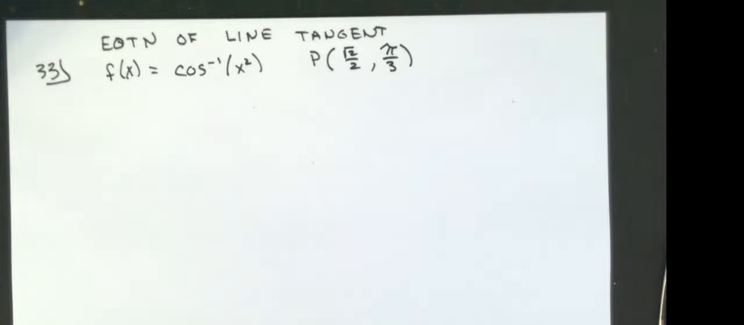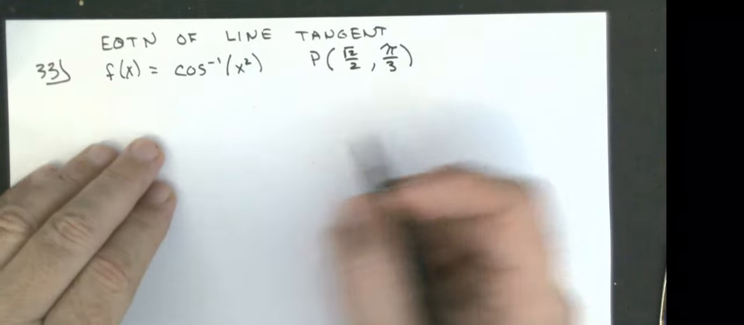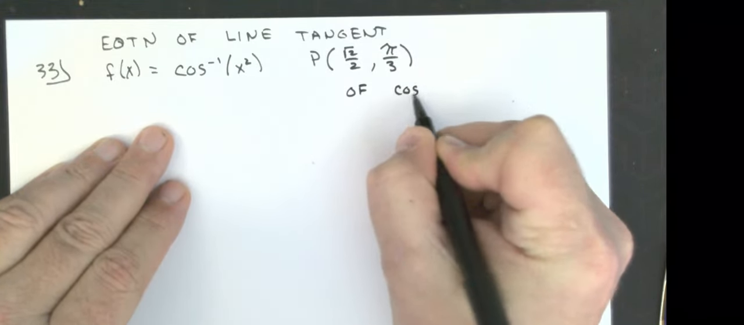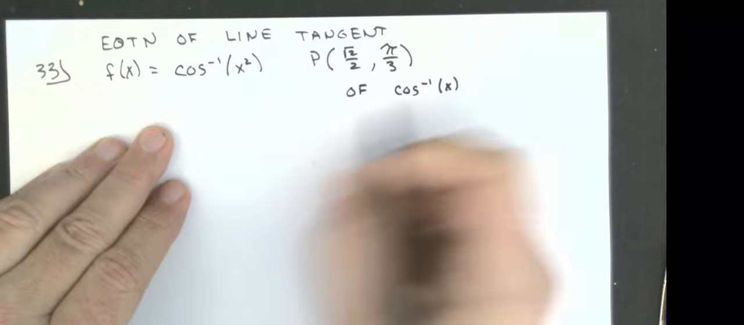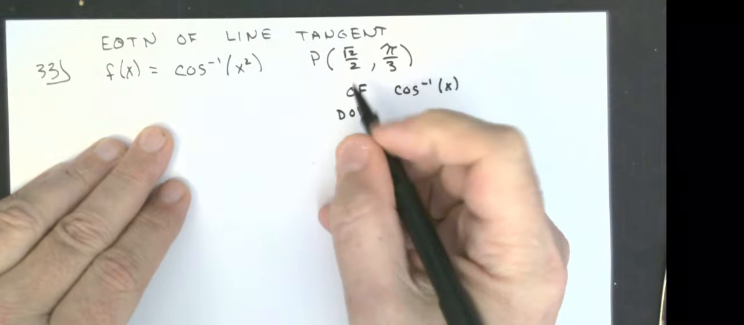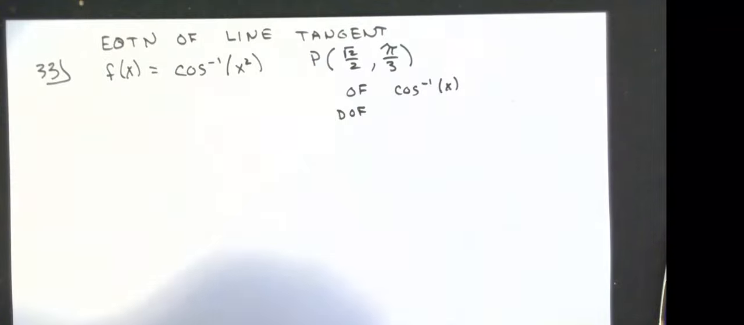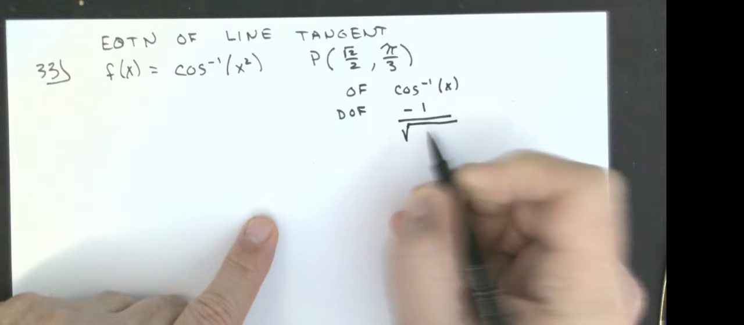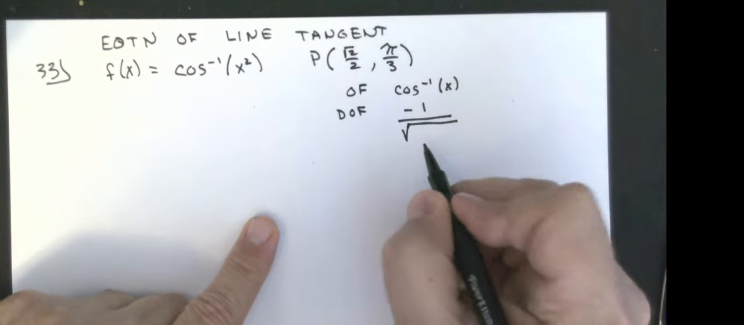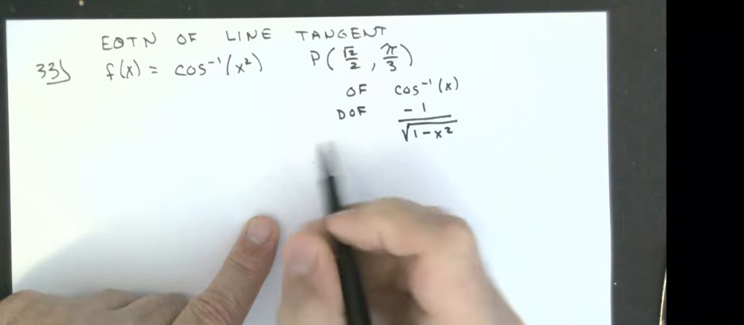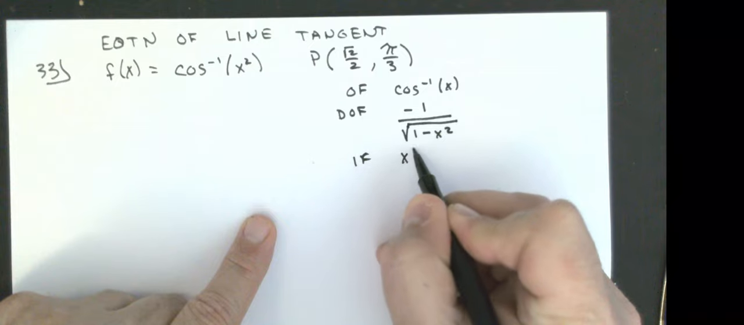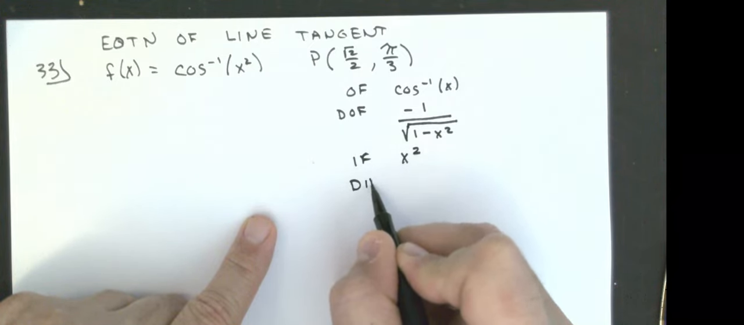The first thing we're going to do is I have a chain rule. I'm going to do my setup here. Outside function is inverse cosine of x. My derivative of my outside function is negative 1 over square root of 1 minus x squared. I have an inside function. That is x squared. The derivative of the inside function is 2x.